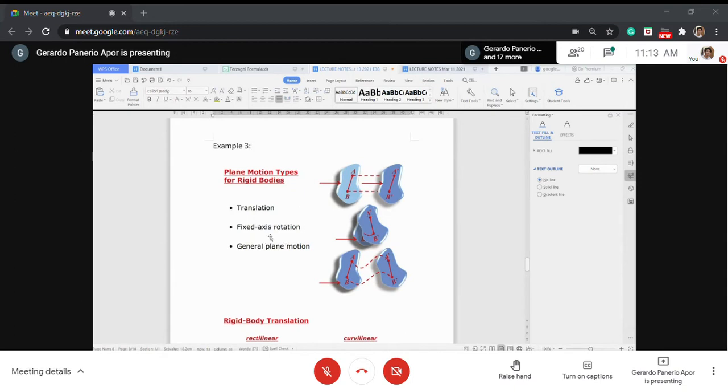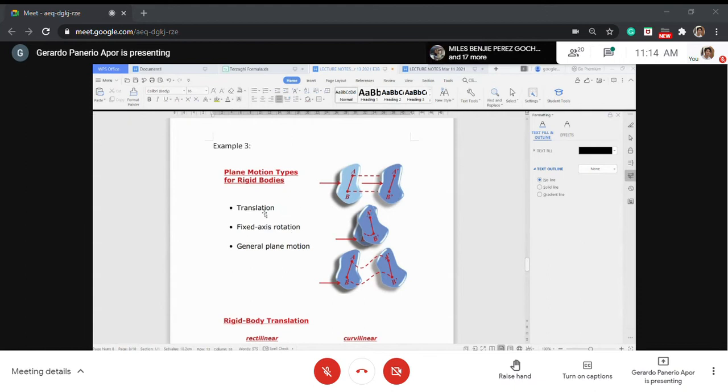Okay. The second kind of motion is fixed axis rotation. It does not move from its place, but it still rotates, like an electric fan. It rotates, but it does not translate to the side. Okay? That is the second type of motion.